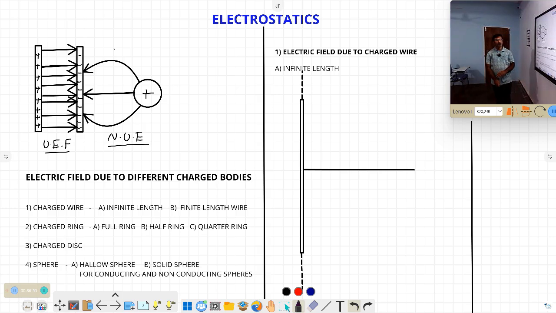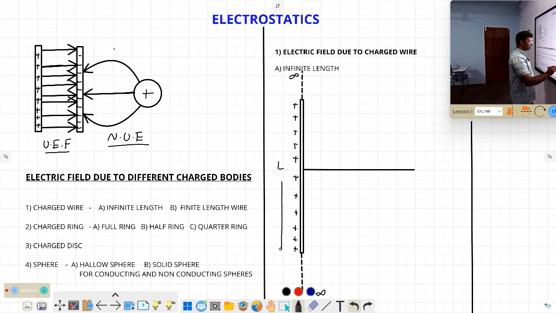Now come to the first application, finding the electric field due to a charged wire. I have taken one wire. You can see it has negligible thickness. That means it is a lengthy wire of infinite length, and this is also an infinite length wire which has charges. That means we give positive charges on this wire. It is a charged wire of length L. The total length of the wire is L, that is, an infinite length wire.